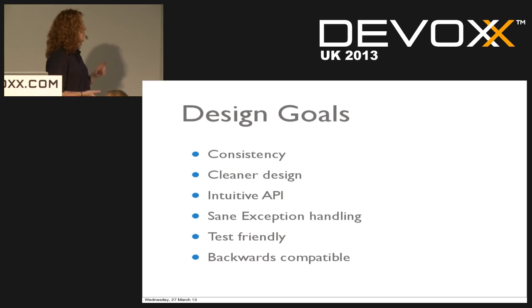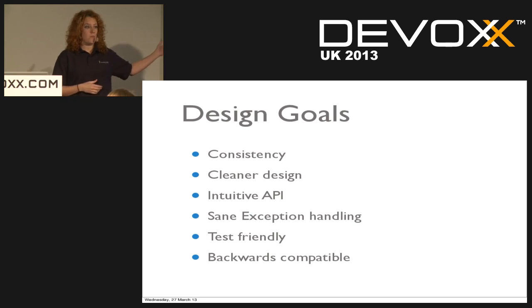There's the top-level, most important things of the design goals. I came up with consistency, cleaner design, intuitive API, sane exception handling, test-friendly, backwards compatible. I'm going to go over some of these throughout the rest of the talk, but not all of them. It's not really so important what our goals were. The point is that we had some.